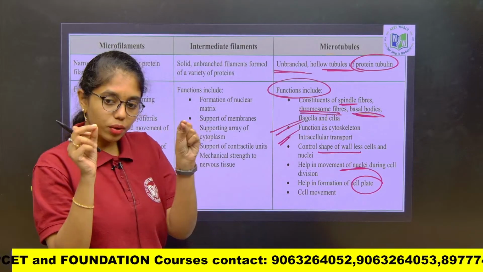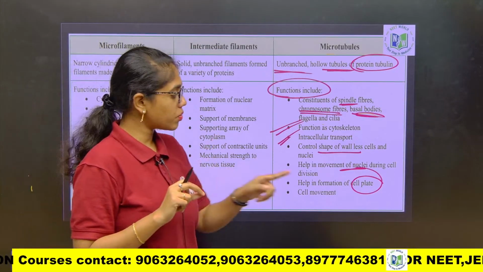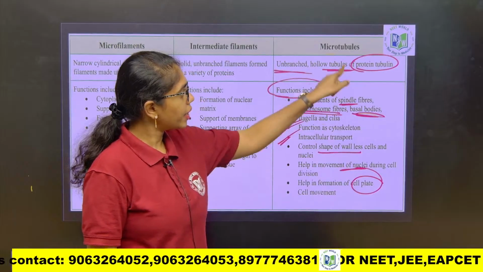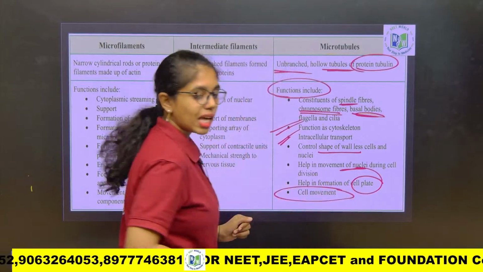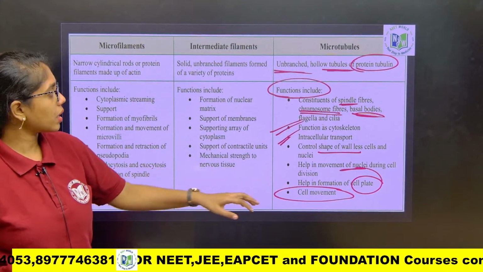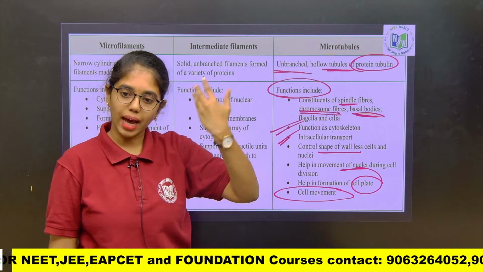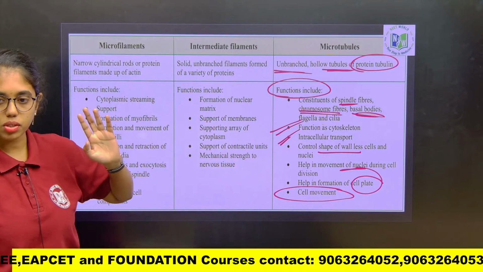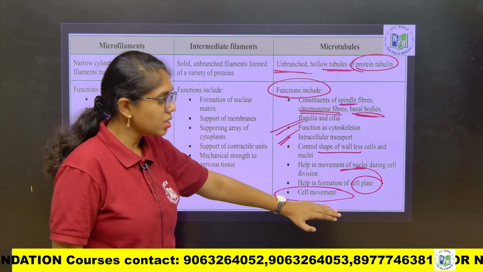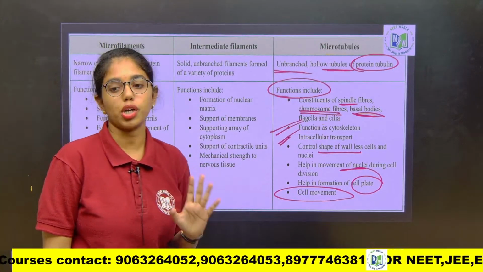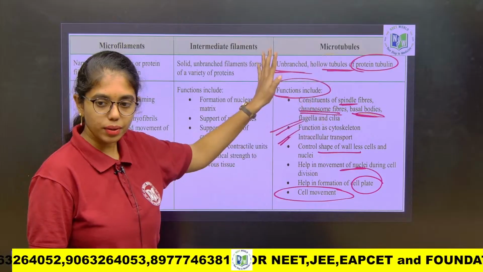From the cell plate, the first formed cell wall appears, that is middle lamella. It comes from the cell plate itself, and that cell plate is formed from microtubules. Next is cell movement. Cell movement all across the environment is modulated by microtubules itself, like RBCs moving all through the circulatory system. All this set of functions should be in your mind for sure. And what is the protein composition of microtubules? Tubulin protein. Clear with microtubules now?